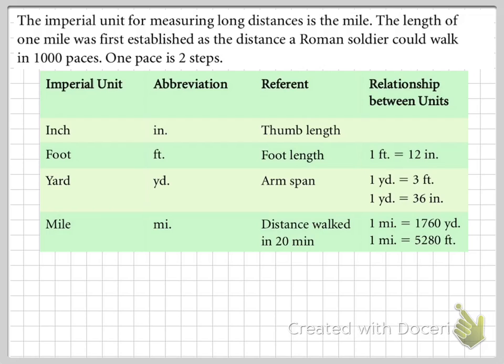Then lastly, there was a mile. For a mile, the referent was the distance walked in 20 minutes. That compares to the earlier one of a Roman soldier's 1,000 paces. Either way, 1 mile is equal to 1,760 yards, and 1 mile is equal to 5,280 feet.